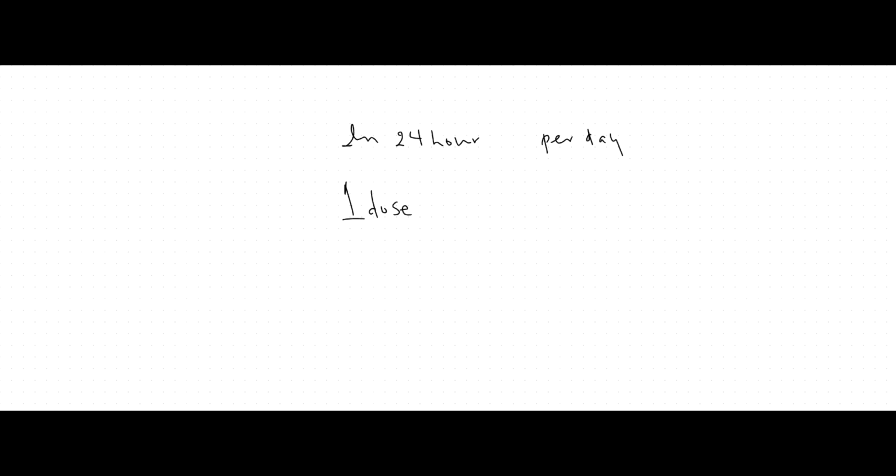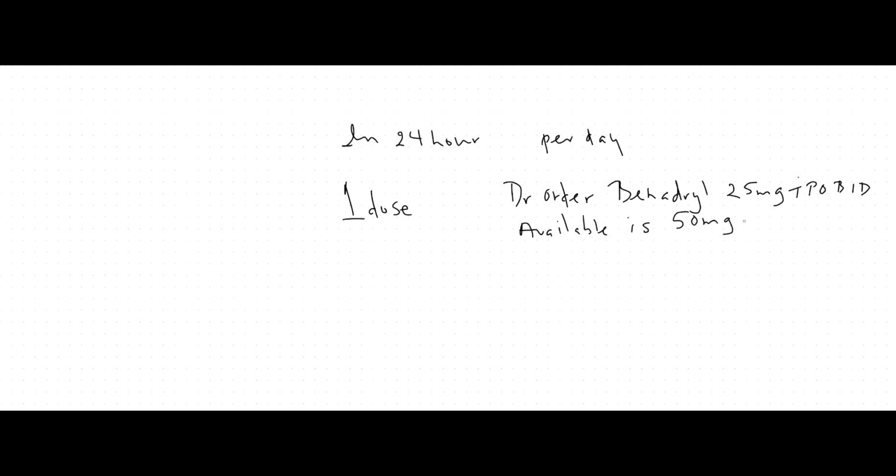So let me write out an example. So let's say it says that the doctor ordered Benadryl 25 milligrams, 1 PO BID, available is 50 milligrams tablets. How much, or how many tablets will you give?